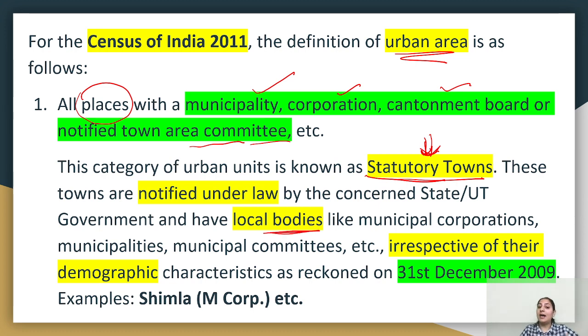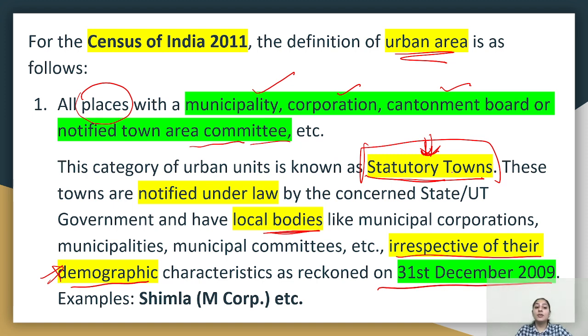Like you have to identify, in the area where you live, whether there is a municipal corporation or a municipality. And this is irrespective of their demographic. That means population has no role here. So it is irrespective of their demographic. Looking at the infrastructure, the state felt that this is an urban area. And this criterion was applicable up till 31st December 2009. Up to 31st December 2009, all towns which had a municipality or municipal corporation were called statutory towns. And it is in this respect, under this clause itself, that Shimla Municipal Corporation was identified, right? And Shimla was reckoned as an urban area.